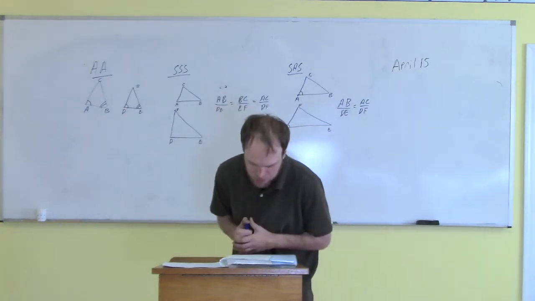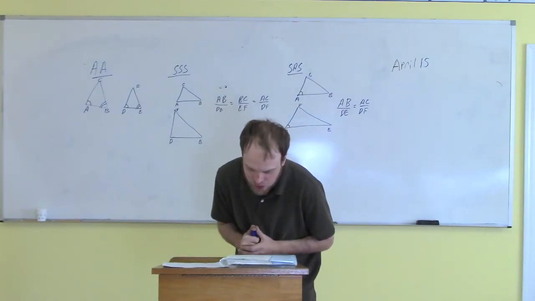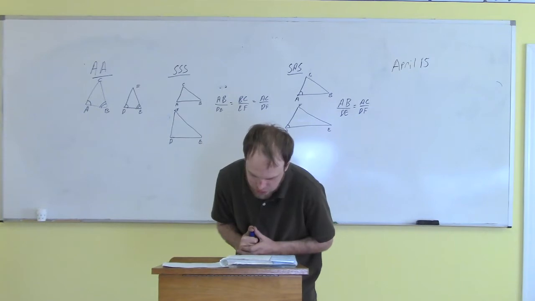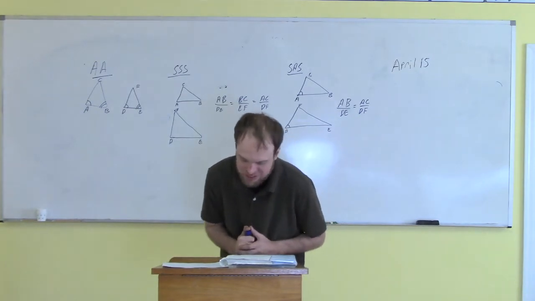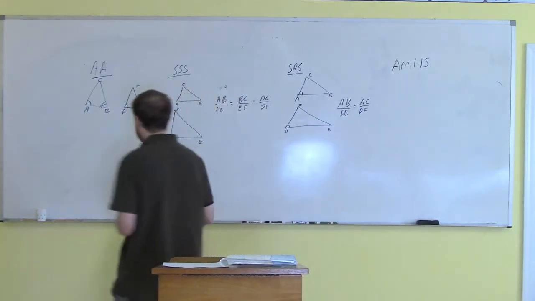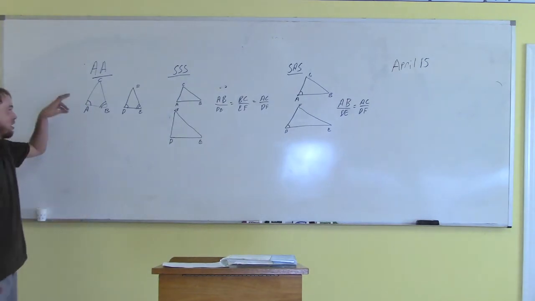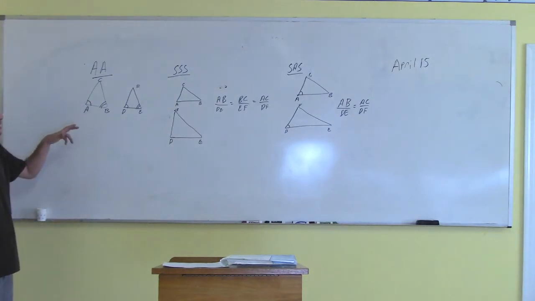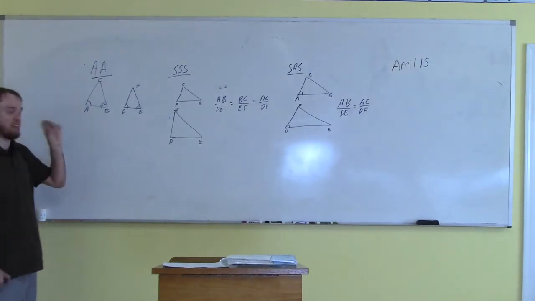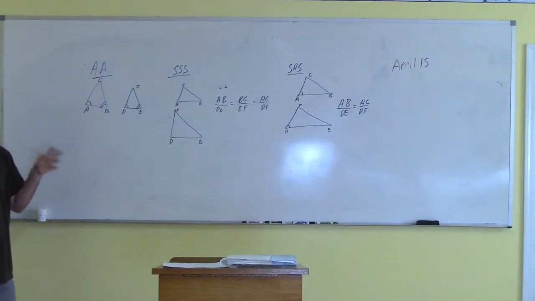it is the angle-angle similarity postulate, and it states if two angles of one triangle are congruent to two angles of another triangle, then the two triangles are similar. And so again, the AA similarity postulate is if we have two angles that are congruent, meaning they have the same measure, then we can say the two triangles are similar.